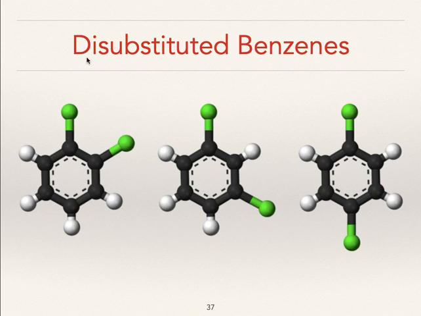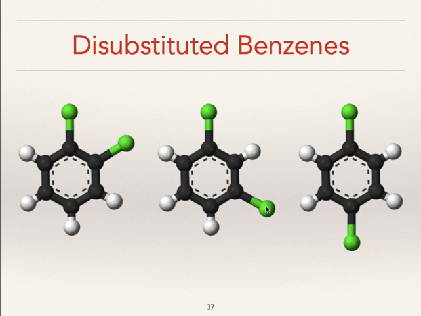Okay, now we're looking at di-substituted. Di, of course, means 2. That means we're going to pull off 2 hydrogens and replace those 2 hydrogens with something else. In this case, we've pulled off 2 hydrogens and replaced both of them with chlorine atoms.